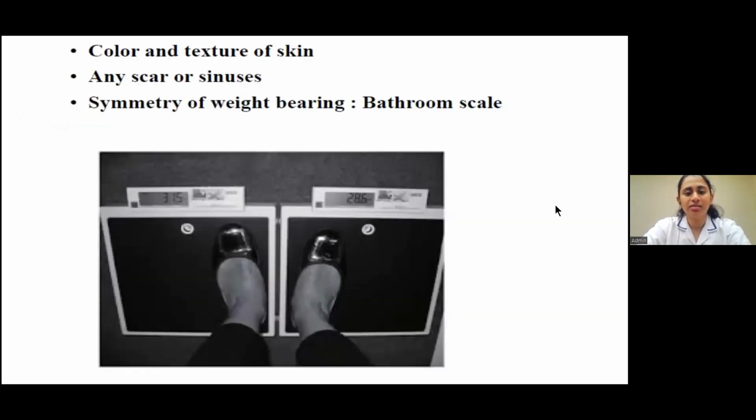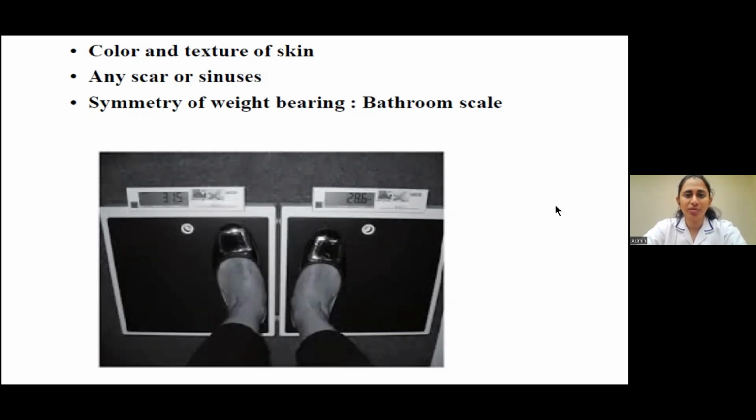So here for the weight bearing, to understand if there is equal weight bearing or not on both sides of the hip, there are going to be two bathroom weighing scales to be used, wherein the client is going to stand on it and the weight on both sides is going to be measured. Any deviation of up to 10% from the weight bearing is still accepted and considered normal.